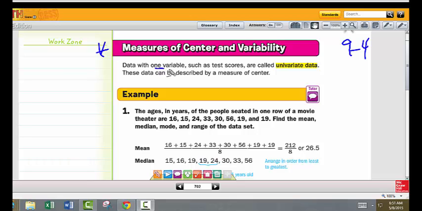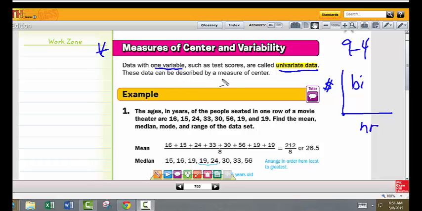Data with one variable, such as test scores, are called univariate data. Remember, when we talk about something that can be graphed like this, we're talking about bivariate data. For example, we might have dollars on this axis and hours on this axis, so we would be graphing dollars per hour that somebody made. That would be bivariate data, and this is univariate. We all understand that uni is 1 and bi is 2. So this is one variable.